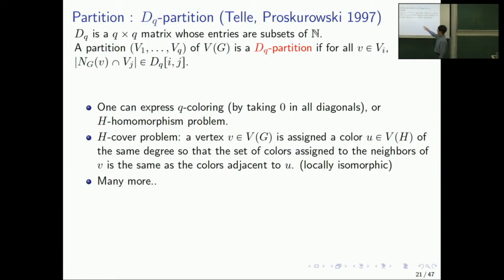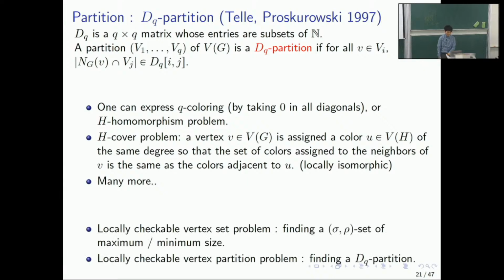And not only that, the H-cover problem also you can define. This is a locally isomorphic map. Each vertex of V in G is assigned to some vertex in U, such that they have the same degree, and the colors of neighbors correspond to each other. And many more problems can be expressed, and these two types of problems are called the locally checkable problems.